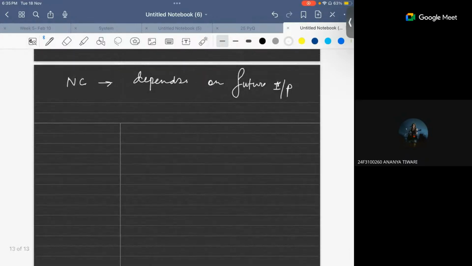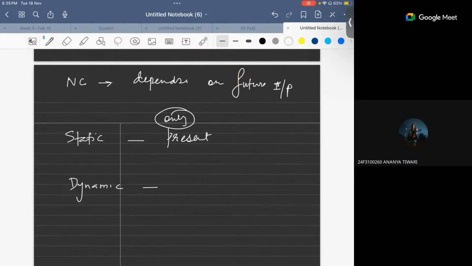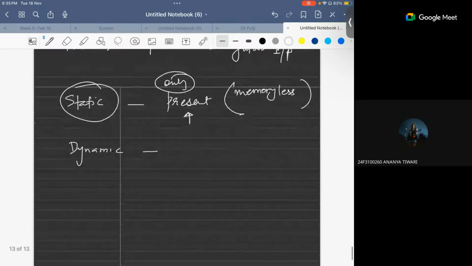Now there is something else, static and dynamic. What do you mean by static? Which only depends on present. Only present. That word only is important. So there should be only present. That means it should not have memory. This system doesn't have memory to store the past or the future. It just works on the present. So this is memoryless. Dynamic is the system with memory.